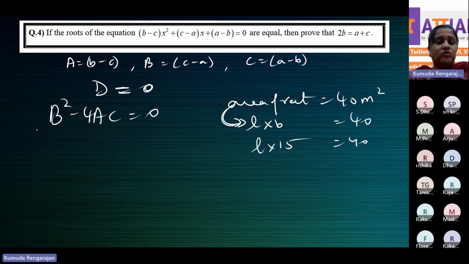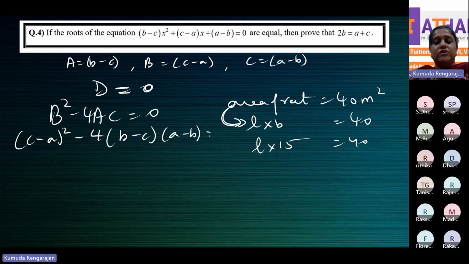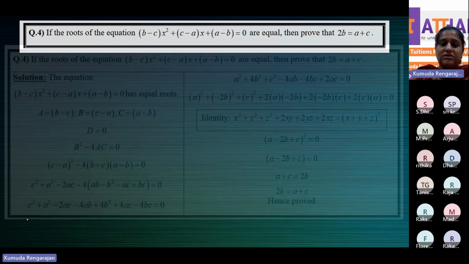Now substitute the values. What is B? C minus A the whole square. 4 into A, B minus C. And C is A minus B. A is equal to 0. So you just have to work this out and prove that 2B is equal to A plus C. All right. Let's see the answer.